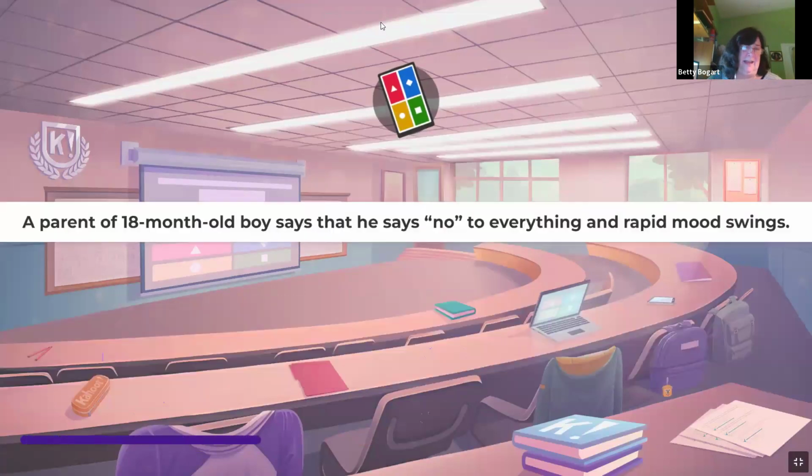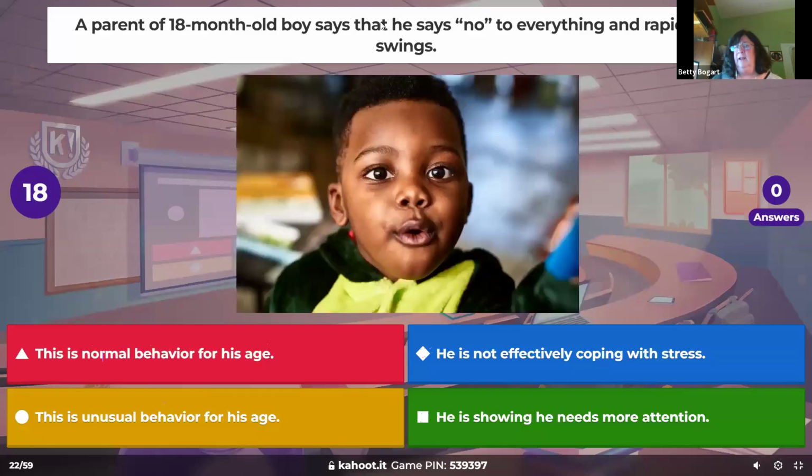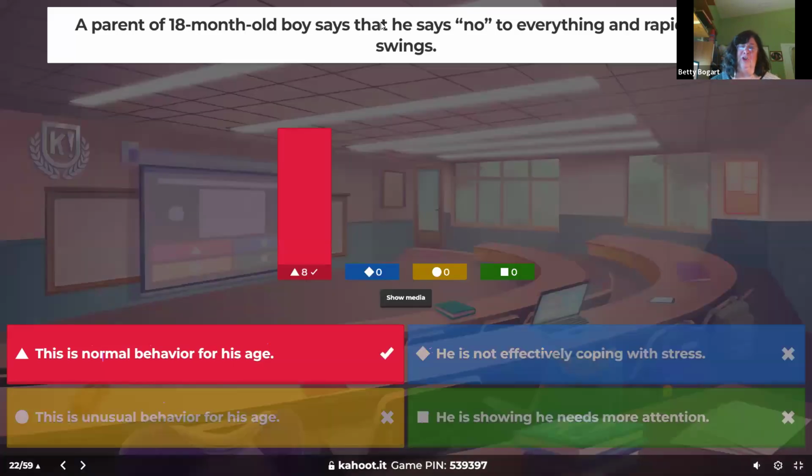A parent of an 18-month-old boy says that he says no to everything and has rapid mood swings. An 18-month-old, is this the way that they should act? 18 months. Toddler, ages 1 to 3. What do you think? Absolutely normal. You're getting the idea.